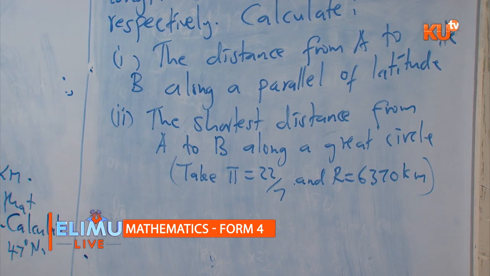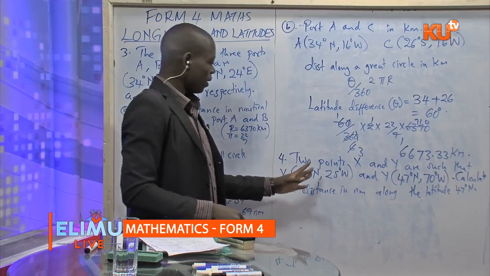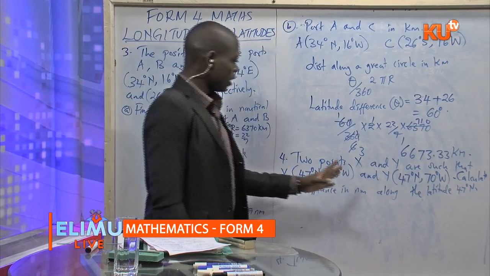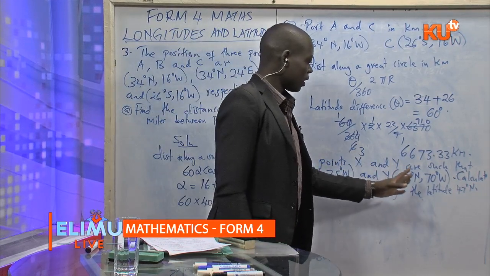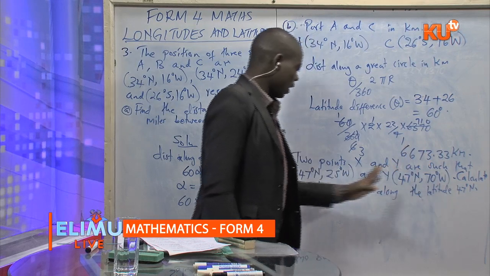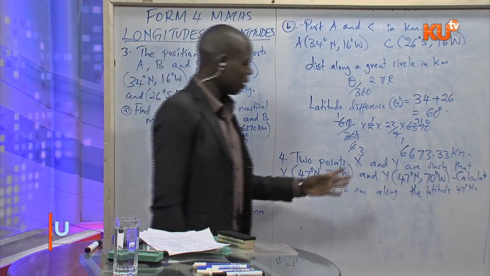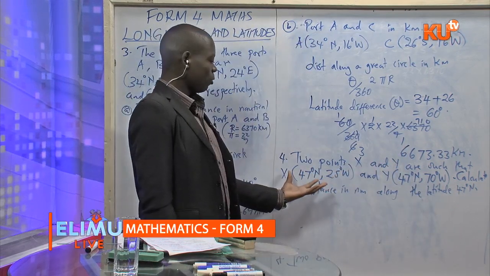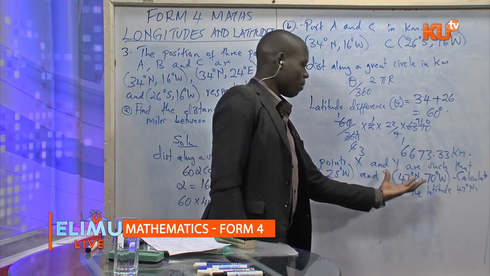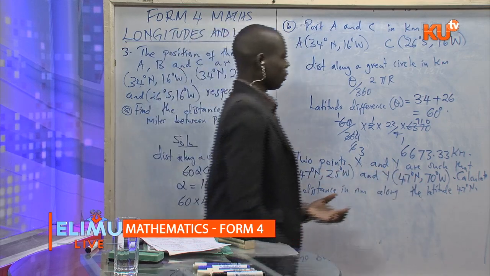Those are the two questions that, as we conclude our lesson, our candidates should be able to practice on. Number one, 2 points x and y are such that x is 47 degrees north, 25 degrees west, and y is 47 degrees north, 70 degrees west. Calculate the distance in nautical miles along the latitude 47. And I've helped you to understand that this is a small circle because they share the same latitude.